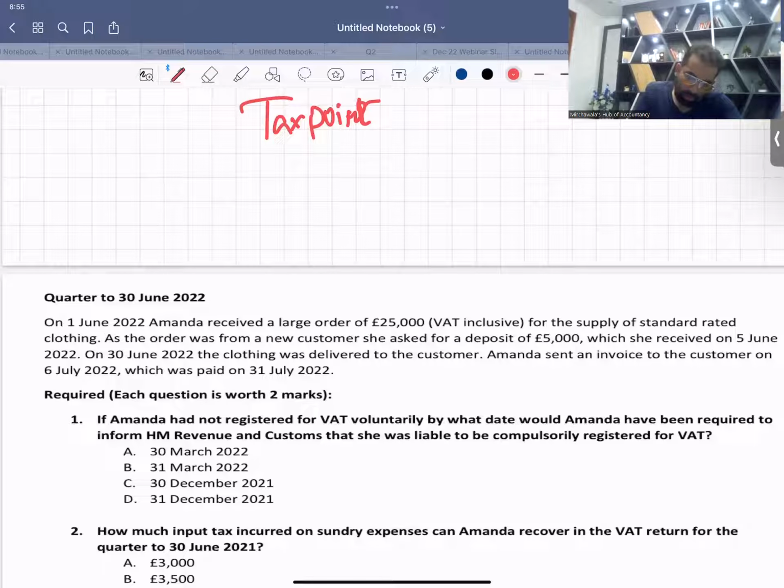Now, on 1st June 2022, Amanda received a large order of 25,000 VAT inclusive, for the supply of standard rated clothing. As the order was from a new customer, she asked for a deposit, an advance. Deposit means advance, so she received the advance on 5th June 2022. Don't forget this date. This is important.